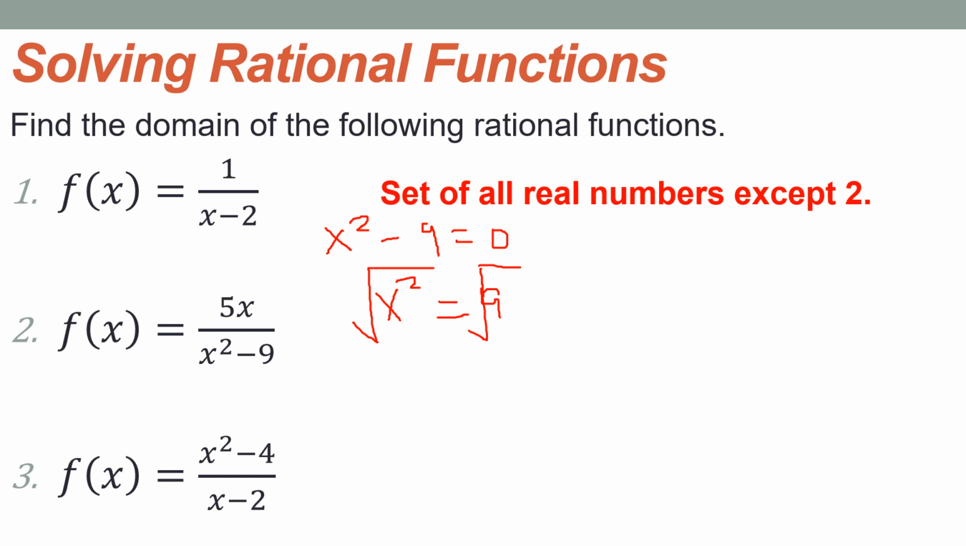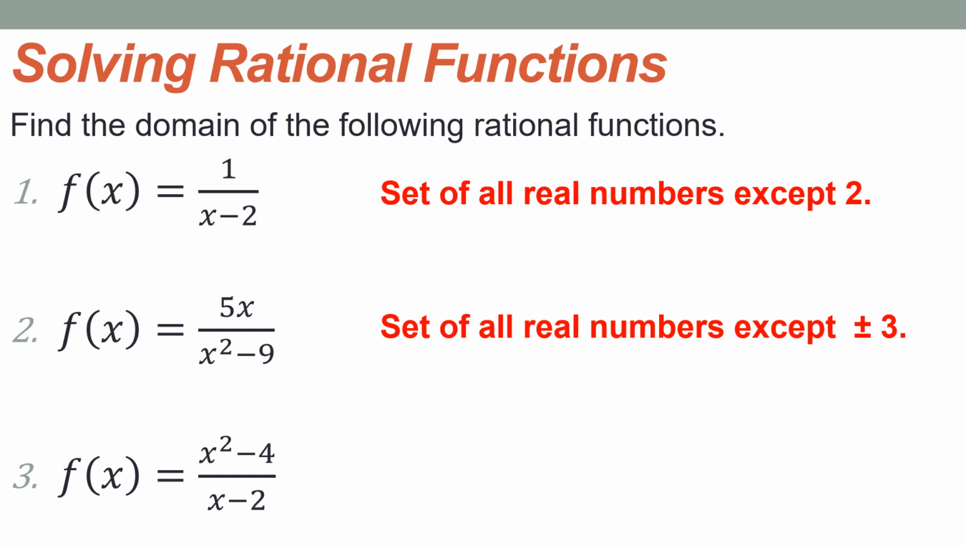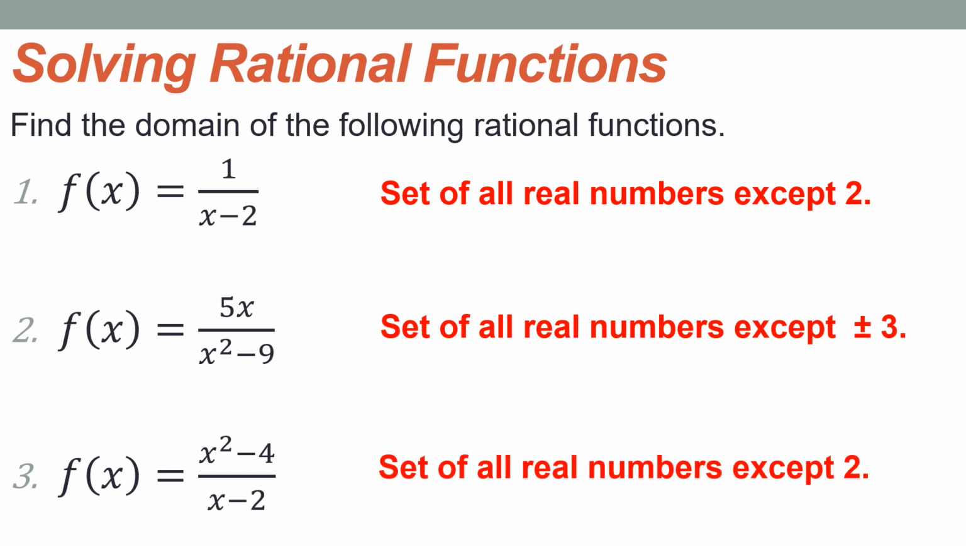So the square root of x squared is x. The square root of 9 is positive and negative 3. It could be positive 3, it could be negative 3. So these are the values of x. Therefore, the domain of this rational function would be the set of all real numbers except positive and negative 3. Okay, third, f of x is equal to x squared minus 4 over x minus 2. Again, equate x minus 2 to 0. Our domain would be the set of all real numbers except 2.